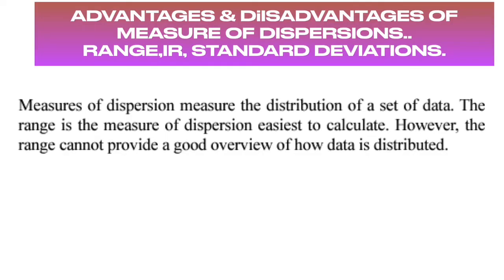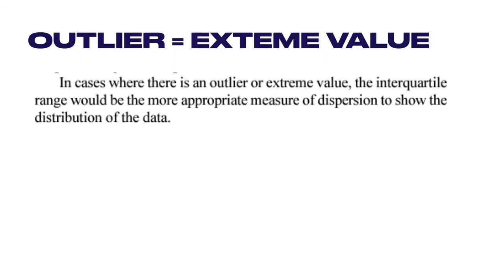You have learned range, interquartile range, and standard deviation, right? These are all called measures of dispersion because they can measure the distribution of a set of data. One of them is the range. Range is the biggest minus the smallest, or the maximum minus the lowest. The range is the easiest to calculate. However, the range cannot provide a good overview of how data is distributed. In cases where there is an outlier or extreme value, the interquartile range would be a more appropriate measure of dispersion to show the distribution of the data.